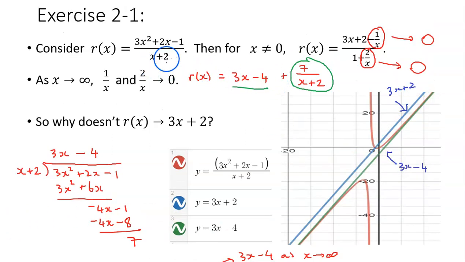But the original question I asked you guys was about the intuition of this, because, I don't know, maybe it really does look like this thing gets closer and closer to 3x plus 2 as x tends to infinity. So let's talk about the intuition now that we have proved that it definitely doesn't.